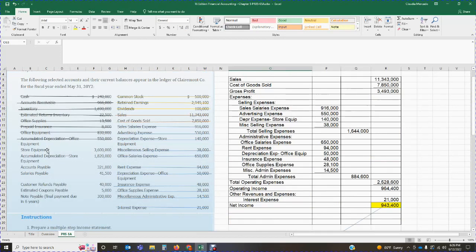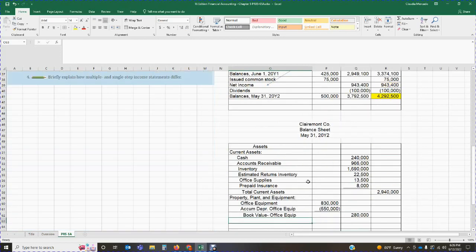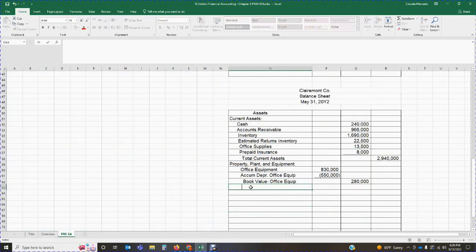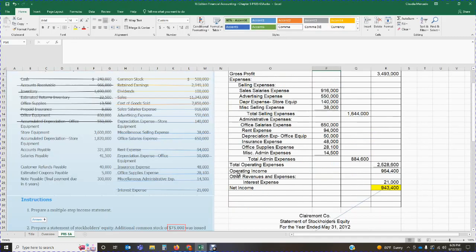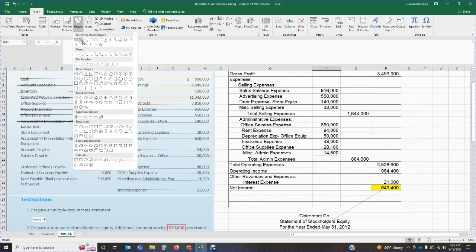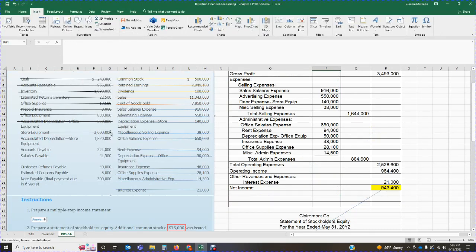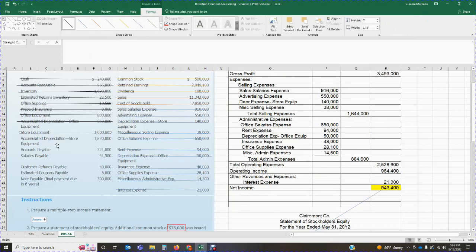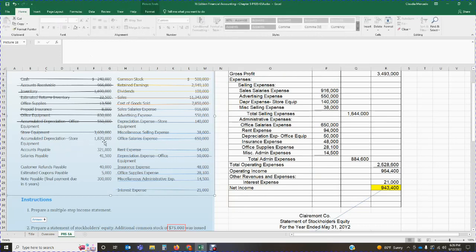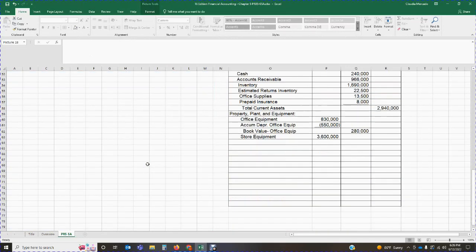The next one we have is our store equipment. We have $3.6 million of store equipment. Okay. So we're going to bring in our store equipment, $3,600,000. Let's go and mark that off. That way we know that we've used it. Okay. Then we have the accumulated depreciation for the store equipment, $1,820,000. That is how much we've depreciated that store equipment for.